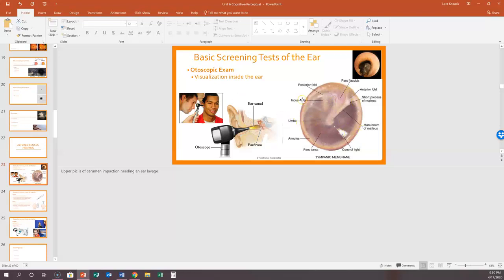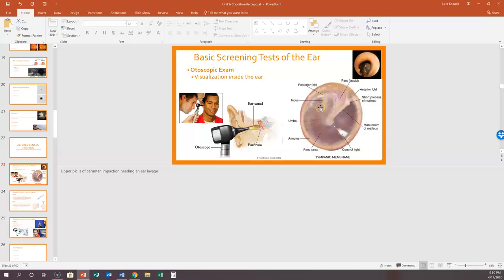And then there's several different things with the eardrum, or tympanic membrane is the medical term for it, that we should see. Cone of light is something that should be seen. You should see this. This is one of the bones in the ear, and then you can see the other bones as well. This should be a nice pinkish color. Shouldn't be red.